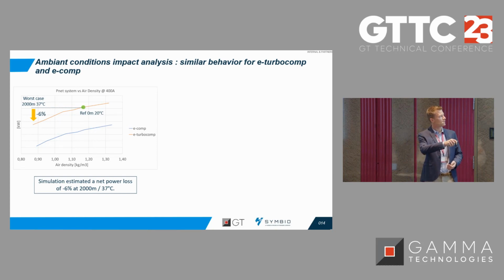As you can see, we have exactly the same trend with the E-compressor, but here the advantage is that, as we increased the outlet power, even in the worst case of altitude, you are still at the level of the reference with the E-turbo compressor. So this is very interesting.